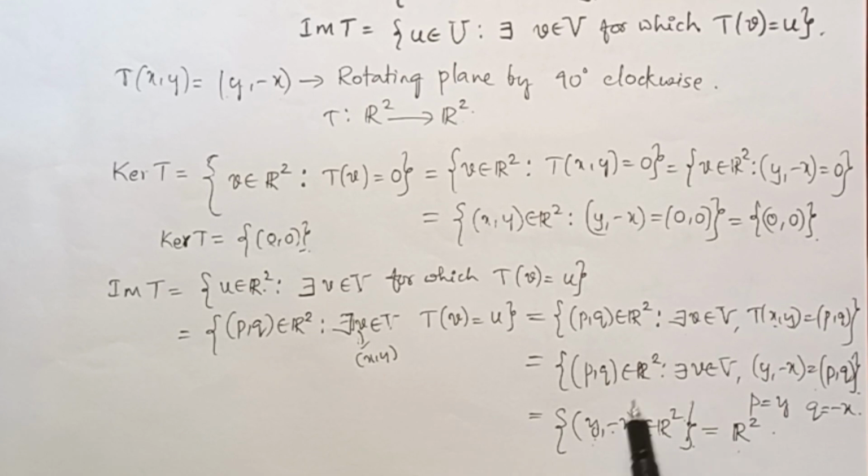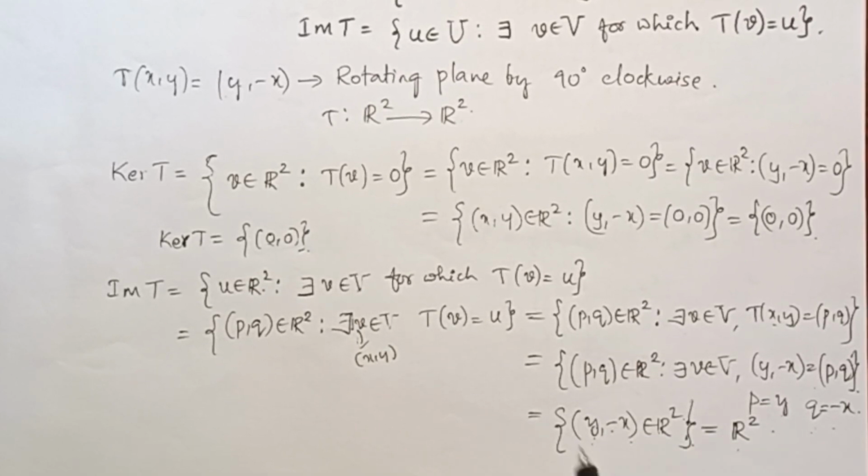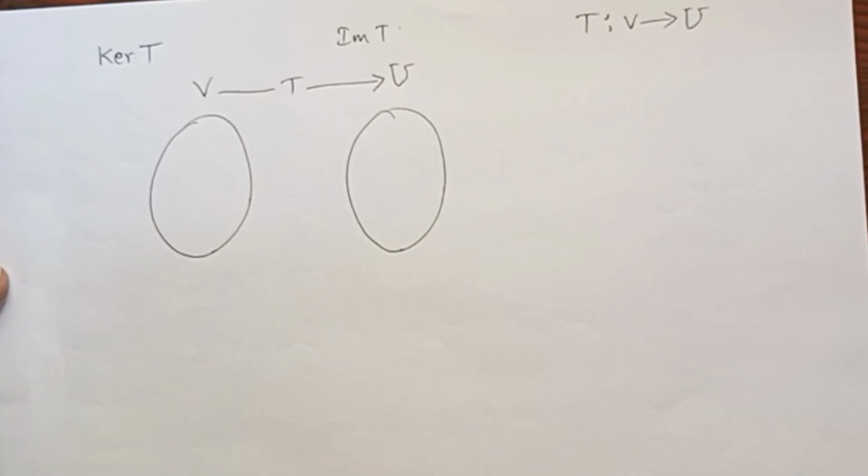Whereas in this example, there were no restrictions on the coordinates x and y. So x and y are written as y comma minus x. So that is nothing but the whole space R square.